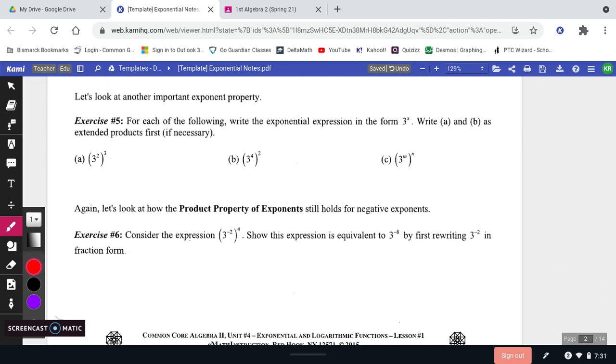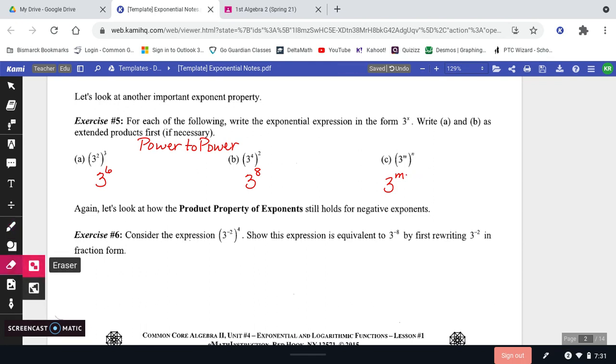Okay, let's go down to example 5. So this one, 3 squared cubed. This is going to be 3 to the 6th power. This is the power to a power property, if you remember us talking about that. So 3 to the 4th squared, that would be 3 to the 8th. What are you doing? You are multiplying those exponents together. So power to a power, multiply your exponents.